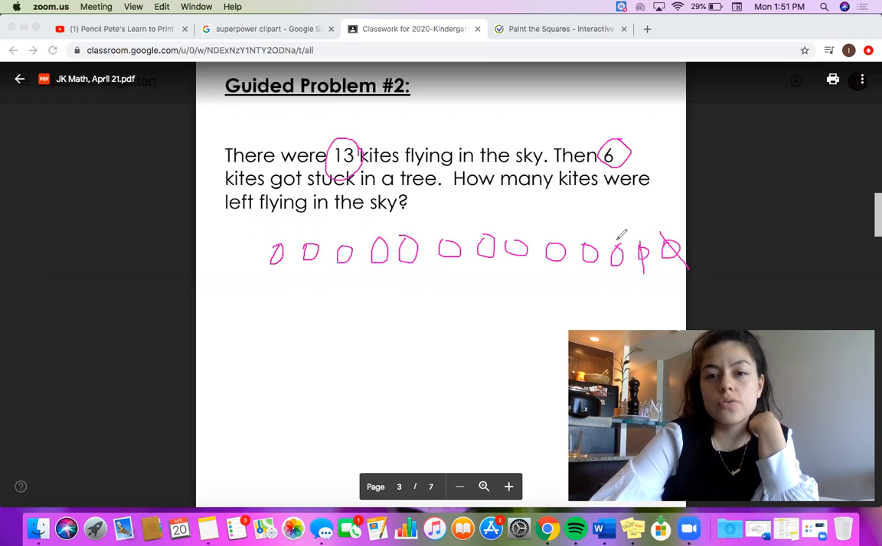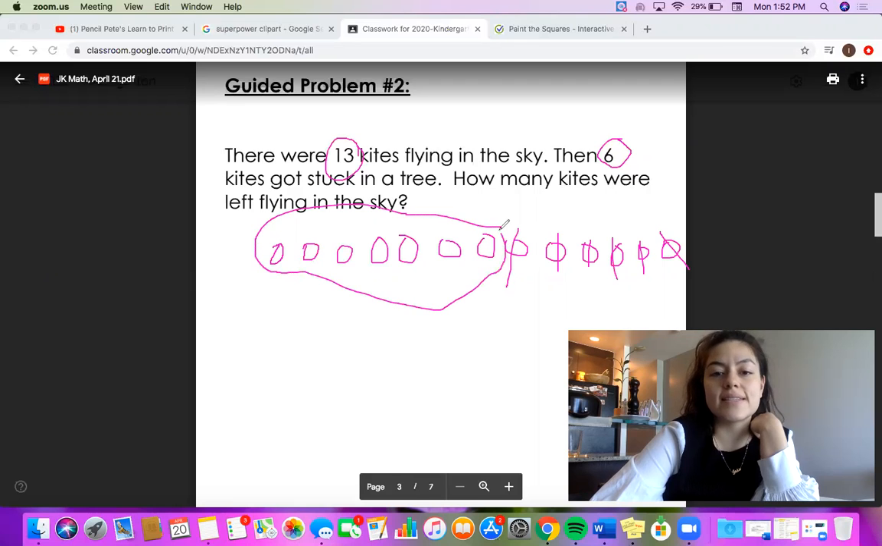1, 2, 3, 4, 5, 6. And what's left here will be the same number of kites that were left in the sky. Let's see how many kites were left. 1, 2, 3, 4, 5, 6, 7. There are 7 kites left.